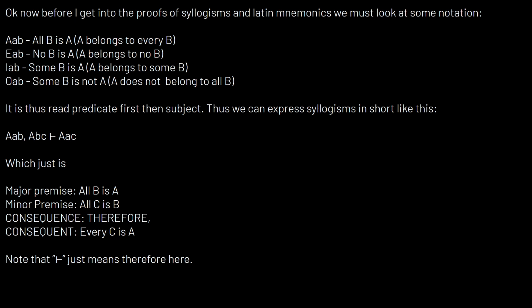Thus, we can express syllogisms in short like this. That is, AAB, ABC, therefore AAC, which is just read as every B is A, every C is B, therefore every C is A. And as I've said, I've written it out for you, and note that the rotated T just means therefore.